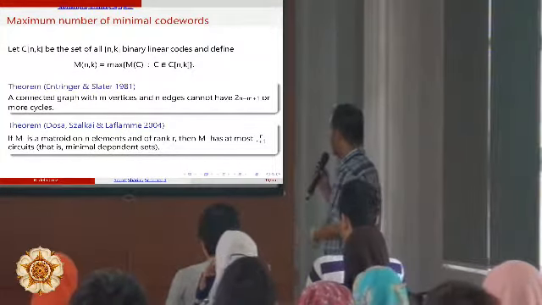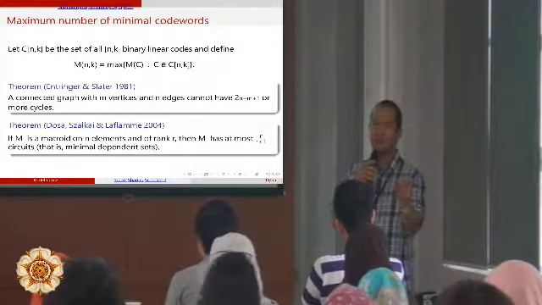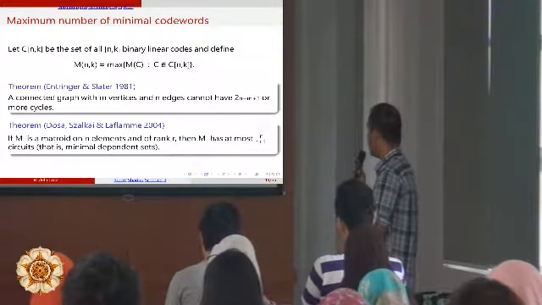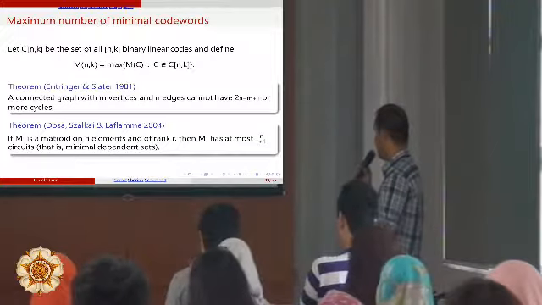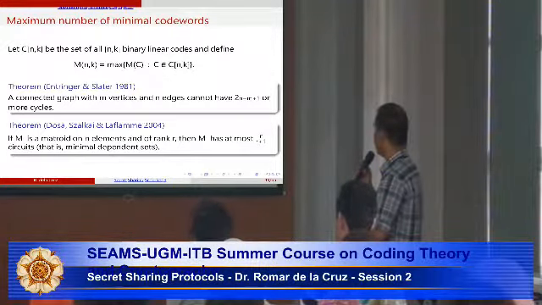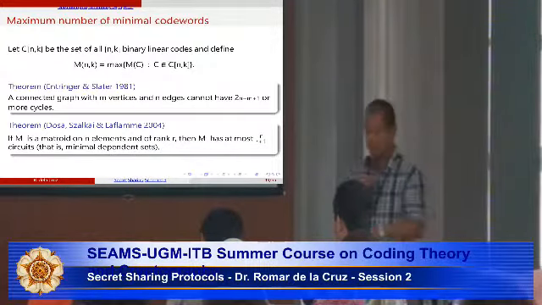Now, for matroids, it's also studied. Again, you remember, minimal code words are circuits of a matroid. If you have a matroid on n elements and rank r, it has at most n choose r+1 circuits.